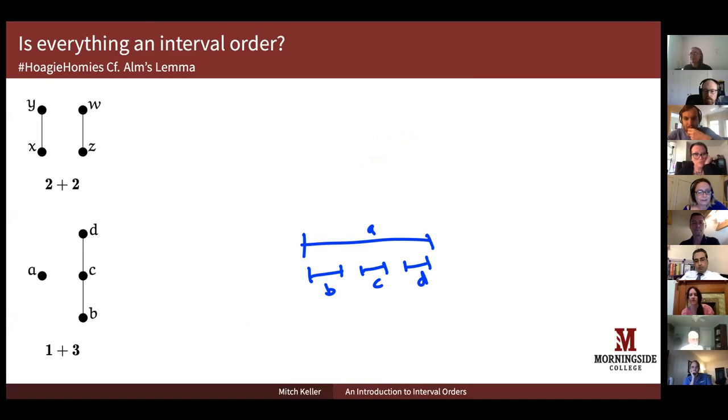No, A can't overlap. Right, like if A sticks out to the left to hit B, then it misses D. And if it sticks out to the right to hit D, then it misses B. Right. And so this is not a semi-order.